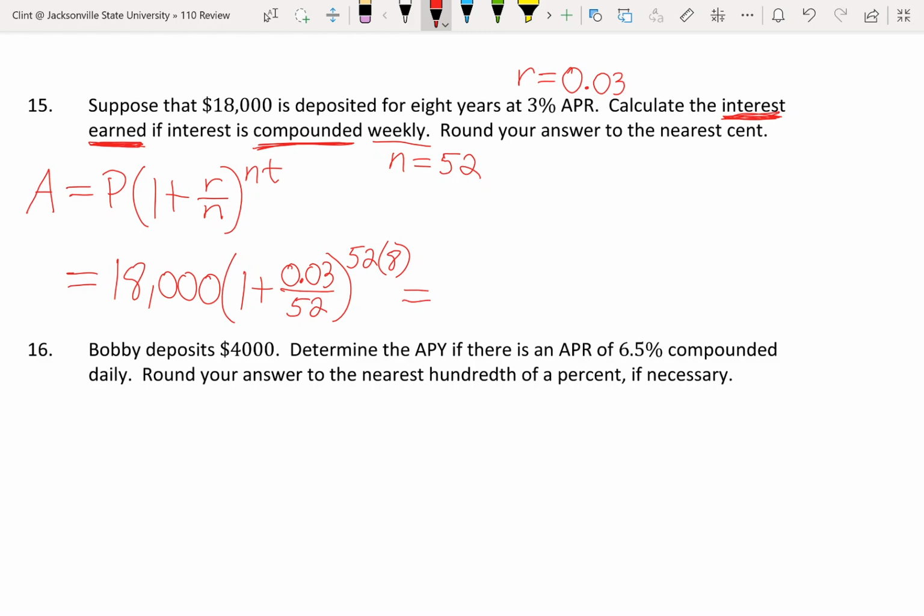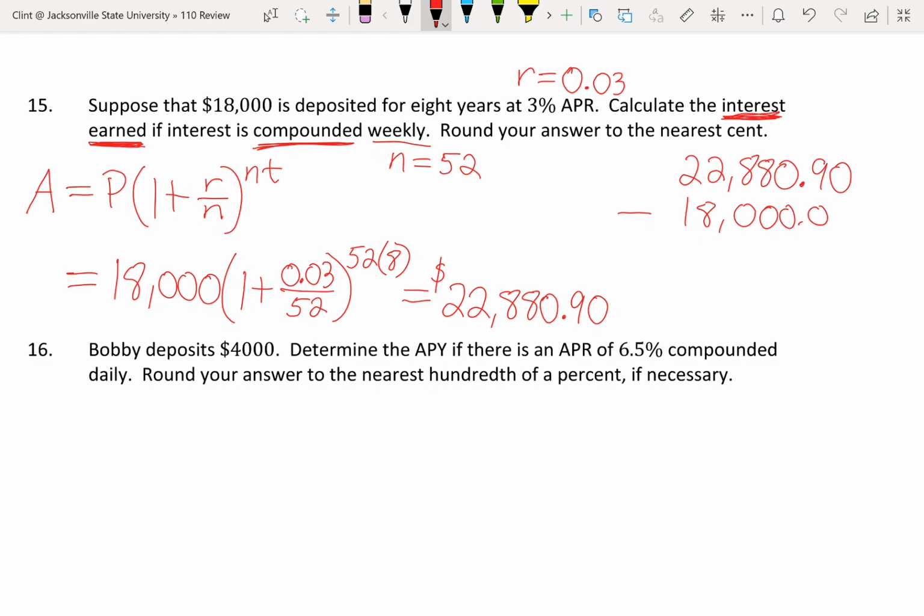So the total amount we'll have is $22,880.90. Then we gotta take that total and subtract our principal to get just the interest. $4,880.90. Just had one extra step in there.